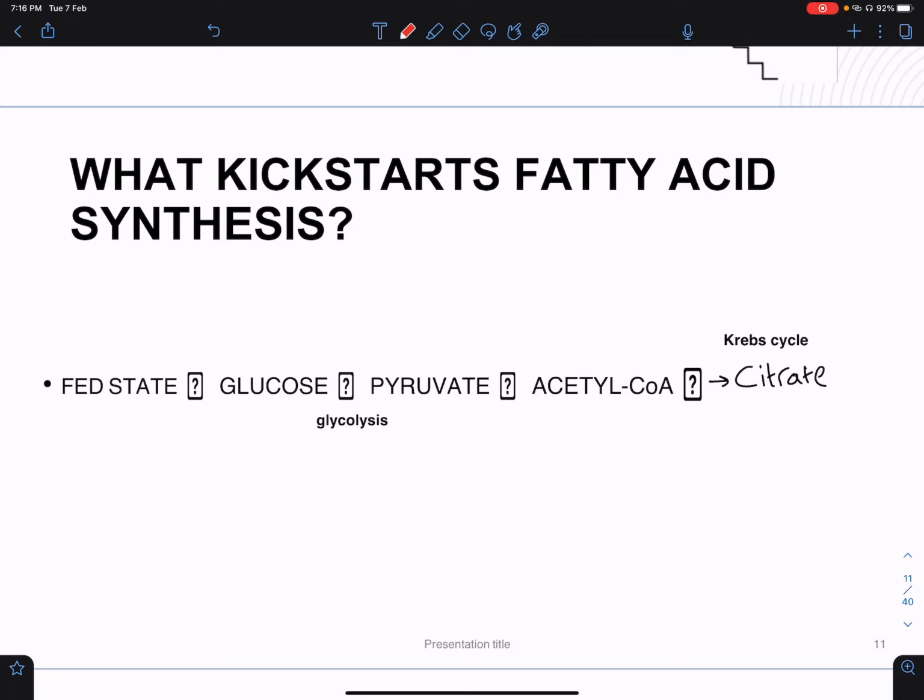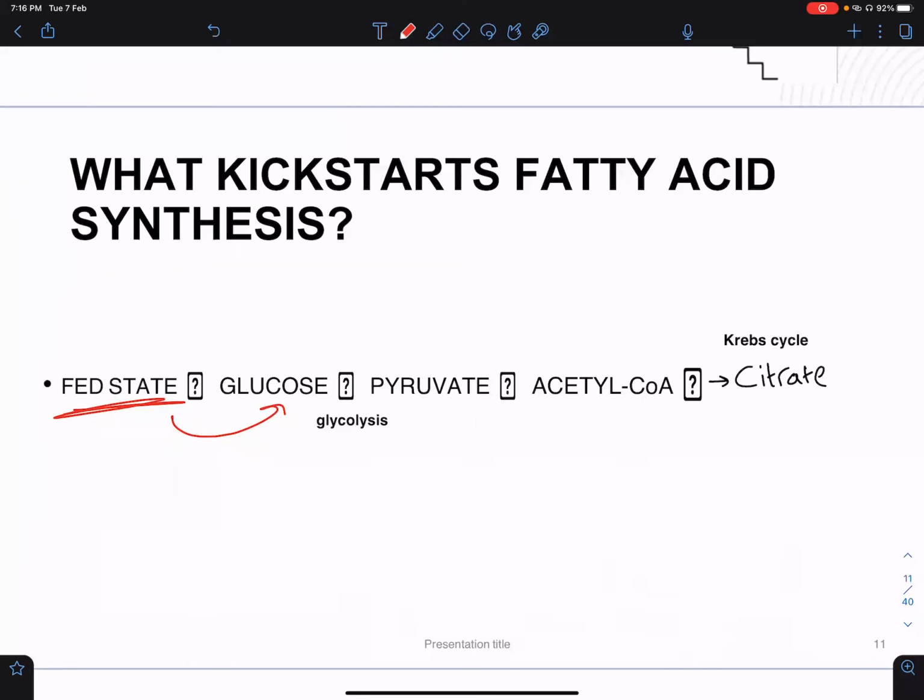Fed state, exactly. Because obviously, logically, if you're fasting, your body won't be making fatty acids, it's going to be burning fat, right? So the fed state is the main kickstarter to fatty acid synthesis, okay? Fed state, what does fed state mean? Fed state means you just had a meal, you had a lot of food, so you have glucose, right?